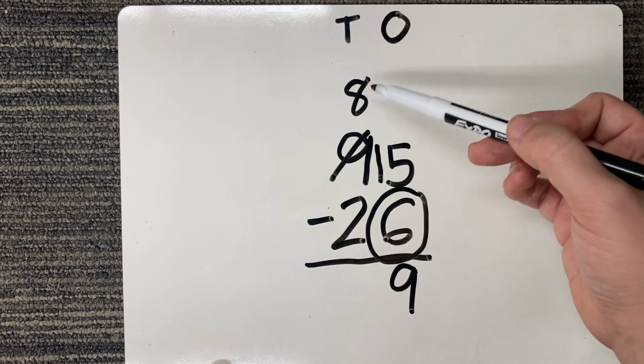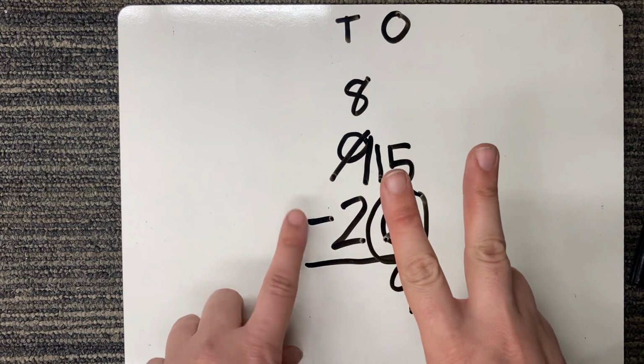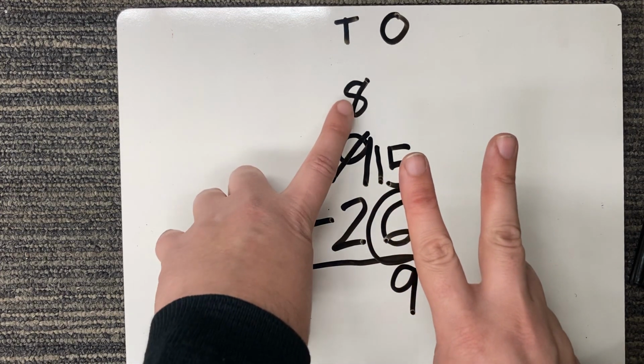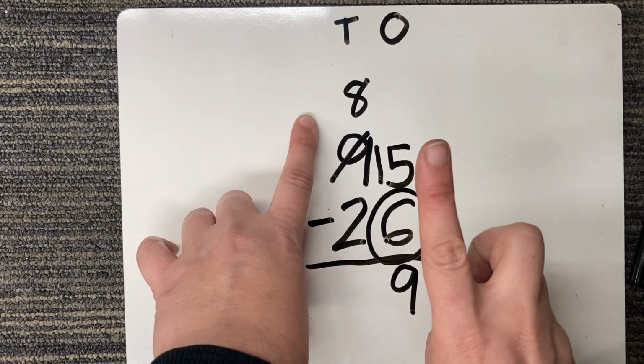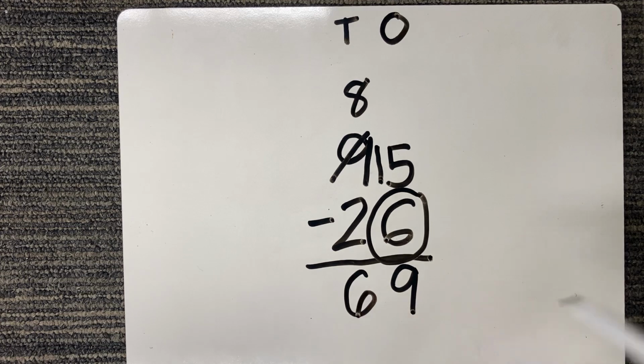Now the tens. 8 tens, take away 2 tens. I'm going to put the small one on my finger. Am I going to count bigger or smaller to subtract? Smaller. Smaller than the 8. 7, 6. 8 minus 2 is 6. So 95 minus 26 equals 69.